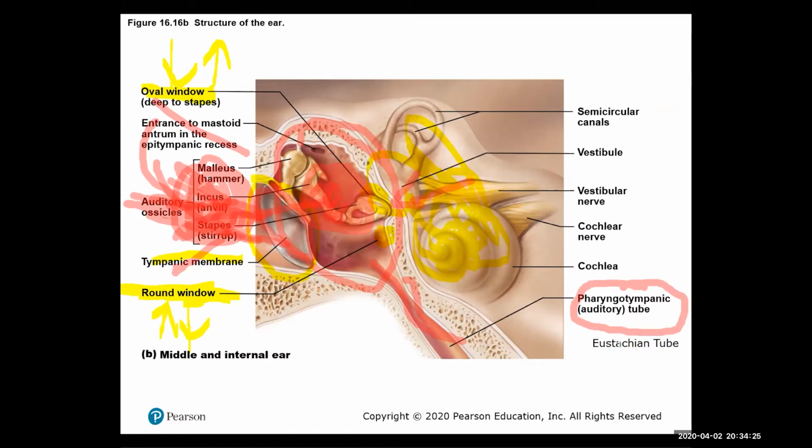And that is going to just go to the back of your throat, the pharynx, the nasopharynx, and it's a little hole basically up at the top of the back of your throat.